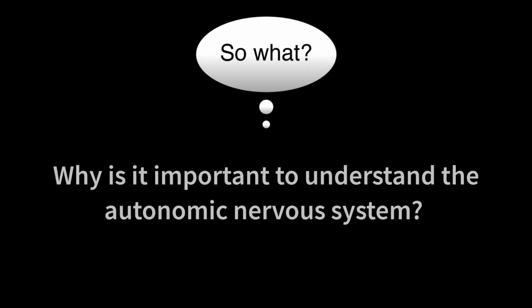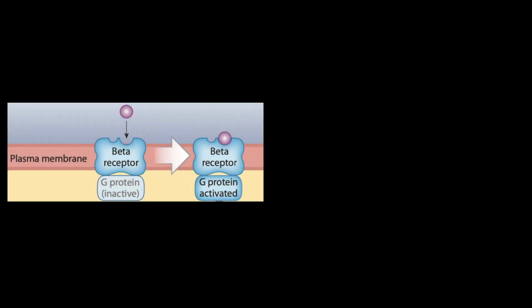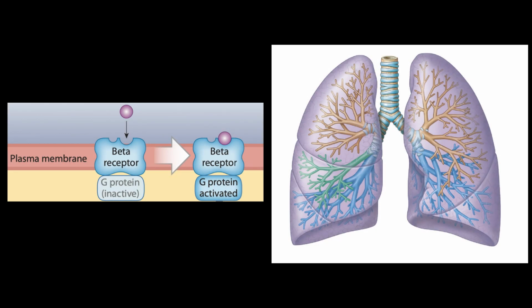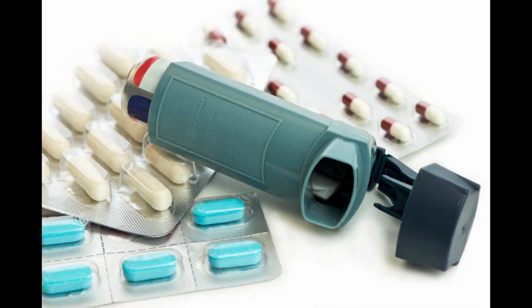So what? Why is it important to understand the autonomic nervous system? Well, this knowledge is crucial to understanding how many medications work. For example, located on the plasma membrane of the smooth muscle of the respiratory tract are receptors called beta-2 receptors. Stimulating these receptors results in smooth muscle relaxation. So, inhaling a drug that is a beta-2 agonist, such as albuterol, will relieve the symptoms of an asthma attack.